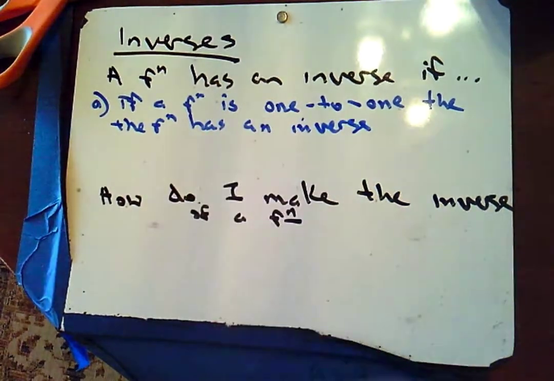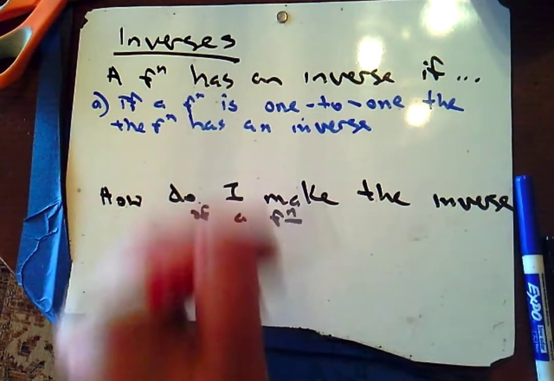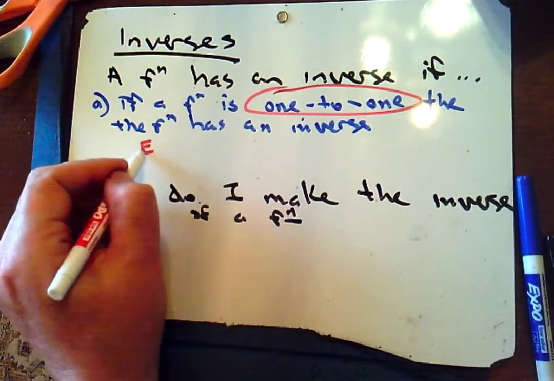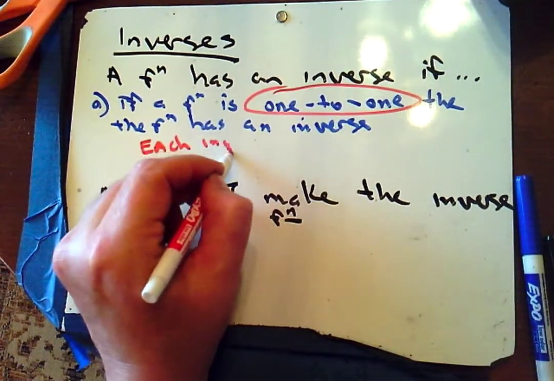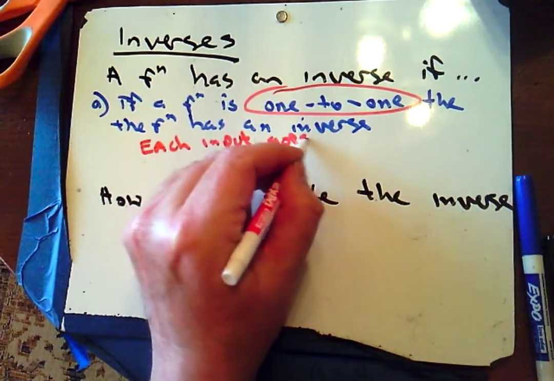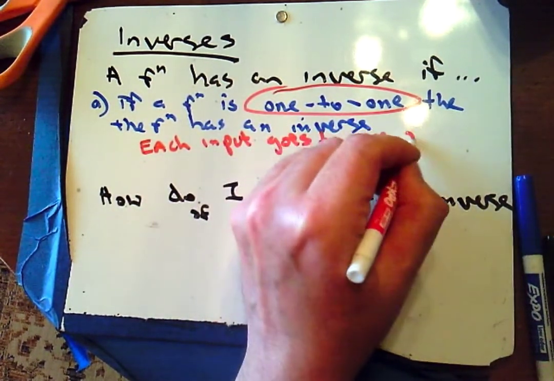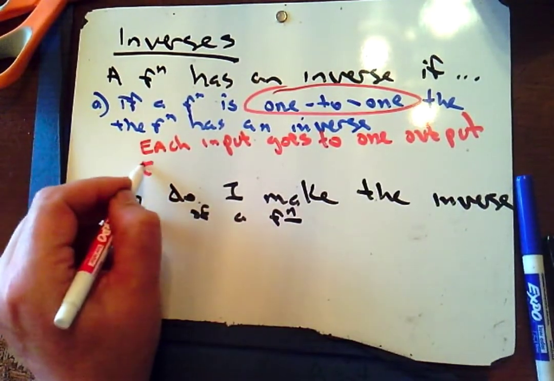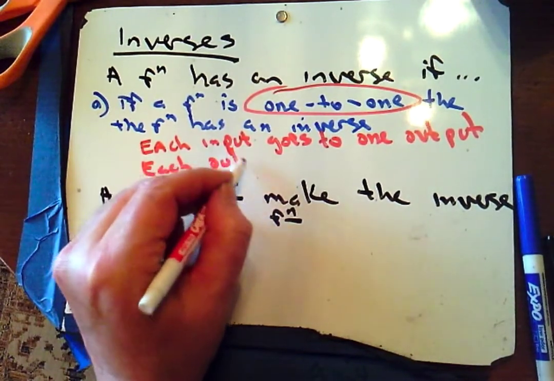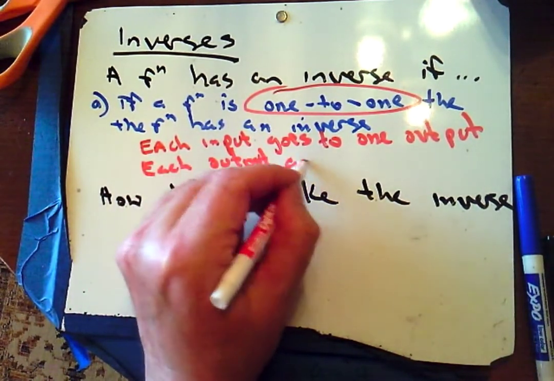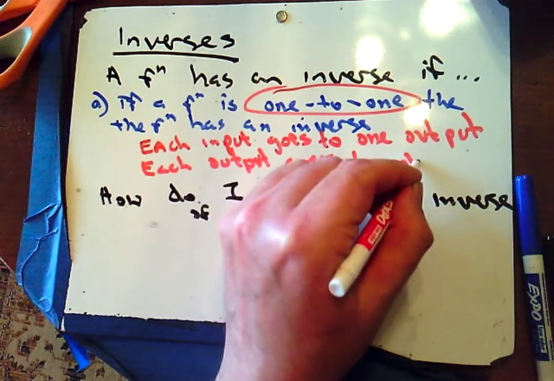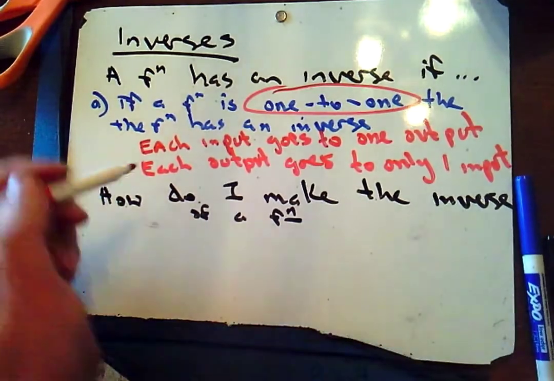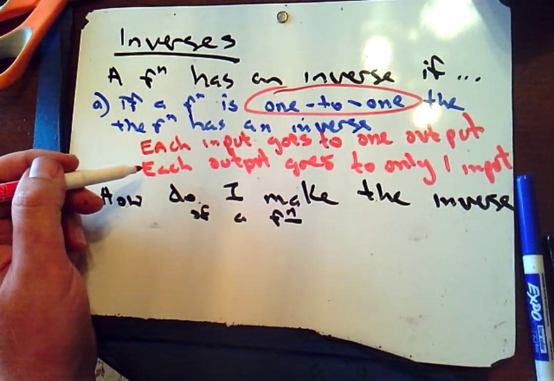The problem with this definition is that most people have forgotten what it means if a function is 1 to 1. Well, what it means is each input goes to one output, and each output goes to only one input. Okay? This is what I know if a function is 1 to 1.